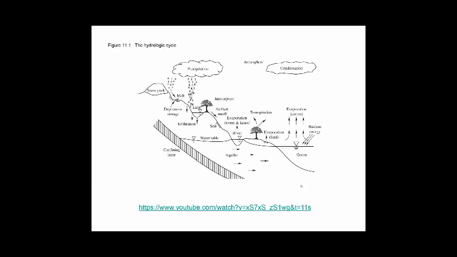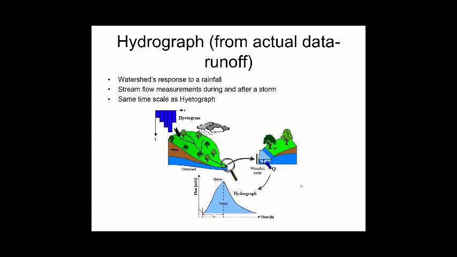We have talked about the hydrologic cycle. Make sure you watch those YouTube videos that I have included in the slides. And what's important is that we have the hyetograph, which is the actual storm that shows the intensity with time for the storm. And then there's the watershed response to that storm, which is the hydrograph. And the hydrograph has a shape similar to this, where you will have your maximum volume and your maximum flow rate, the peak.